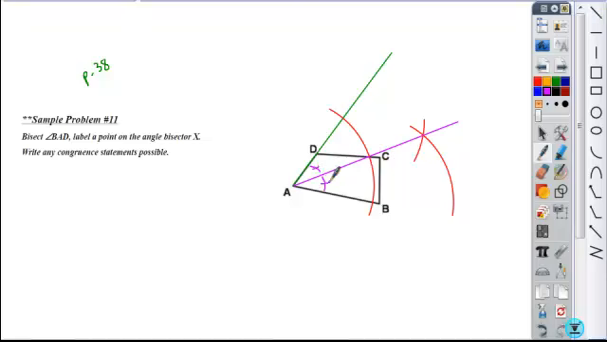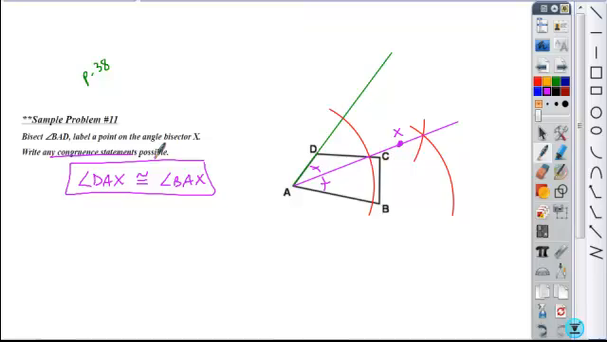Now, the problem itself says to bisect angle BAD, which I just did, label a point on the angle bisector as X. So I'm going to call this X. And now write any congruent statements possible. So what two angles will be congruent here? Angle DAX and BAX. Okay, since I'm talking about the physical element itself, the angles, they're said to be congruent. So that's the congruent statement it asked me to identify.